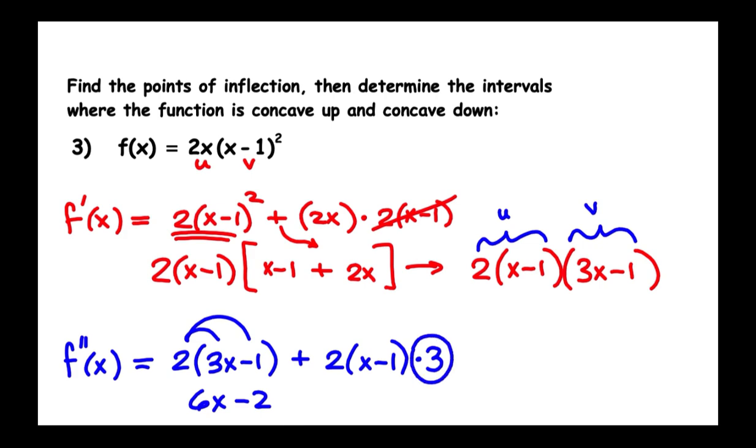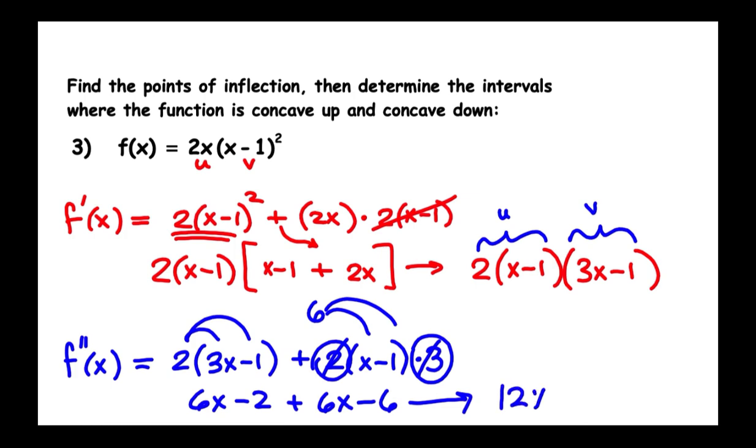You have to treat this 2 times 3 as a 6. Imagine that as a 6. The 6 goes in. So plus 6x minus 6. That's going to end up being 12x minus 8. So that's the second derivative, 12x minus 8. We set that equal to 0. And luckily for us, that means there's only one place that can possibly be a point of inflection, and that's going to be positive 8/12, otherwise known as x equals 2/3.